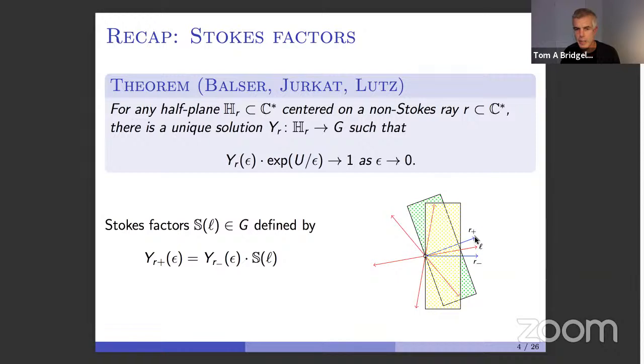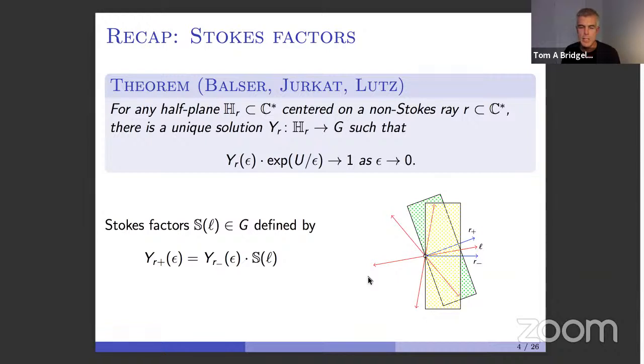And if I take any other ray, a non-Stokes ray, then there is a well-defined canonical solution to this equation on that half plane. And so if I have one of these Stokes rays, I can just perturb it in both directions and compare the two solutions I get, and that will give me an element of my group G. That's what the Stokes factor associated to that ray is.